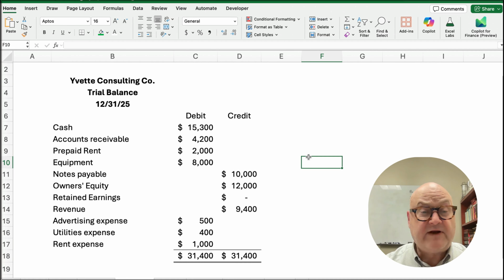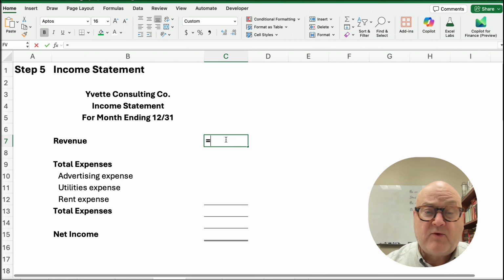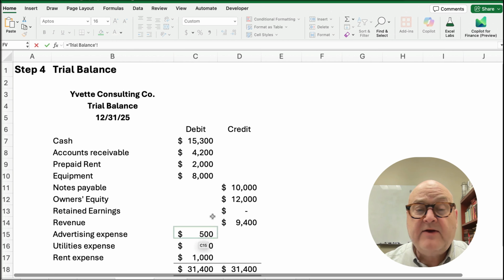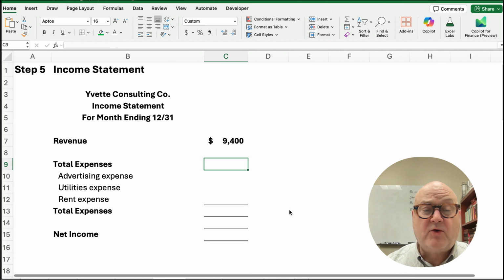Now it's time to do the financial statements. We started with the transactions. Now we have the balance of every account. Now we can do the financial statements. So what I've done is just made it real easy for us. We have an income statement, so I need to find revenue. So what's my revenue? We know it here. Our revenue is $9,400. Okay, so our total revenue is $9,400.